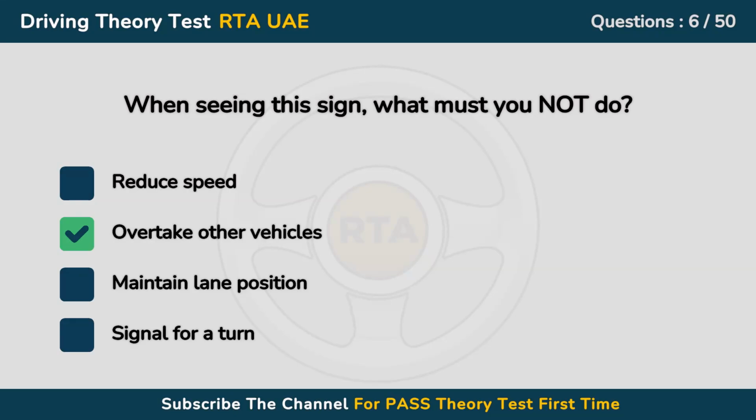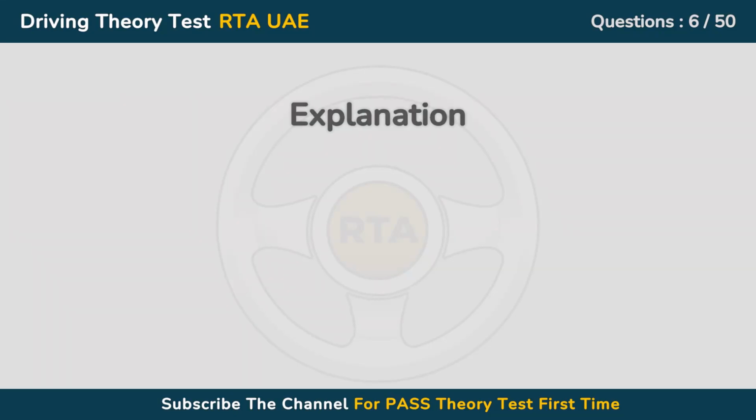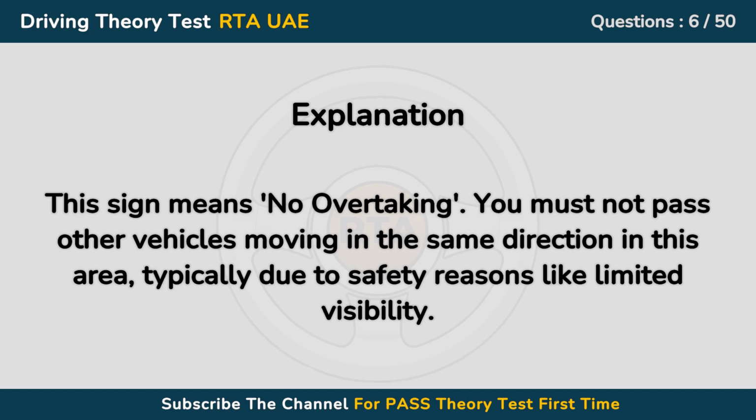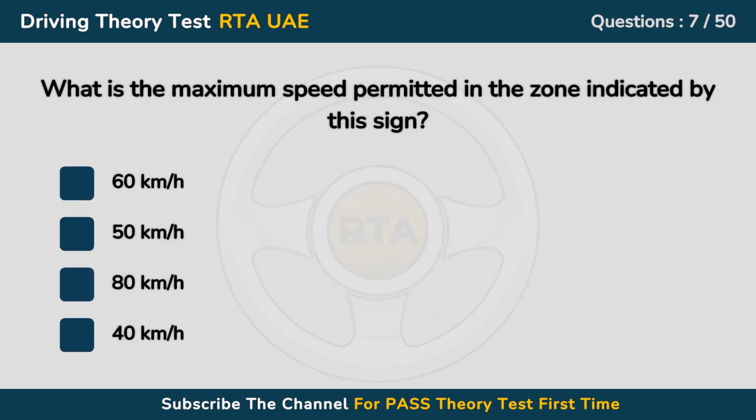Answer is B. Overtake other vehicles. This sign means no overtaking. You must not pass other vehicles moving in the same direction in this area, typically due to safety reasons like limited visibility. Question 7. What is the maximum speed permitted in the zone by this sign?